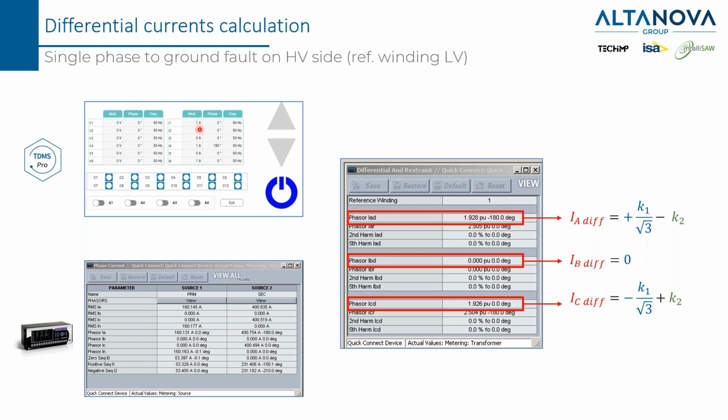So one current in one phase on the high voltage side, and two currents in phase A and C on the low voltage side. If I'm doing this, what I will get is a differential current in phase A, a differential current in phase B with the same magnitude and opposite in phase. This is a demonstration that this is exactly what the relay is doing.